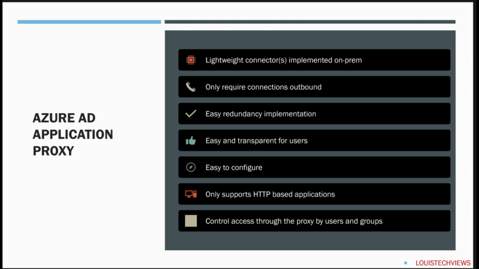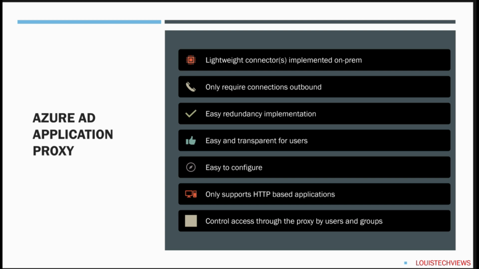It's very easy and transparent to users. So from the user standpoint, accessing the application is very similar to what they would be doing if they're physically on premise, as it will be when they're external. Again, they don't have to connect to a VPN or do anything special. They would just go to the URL that you define for your application and authenticate, log in, and then they're in. As I mentioned, very easy to configure, and it only supports HTTP-based applications.